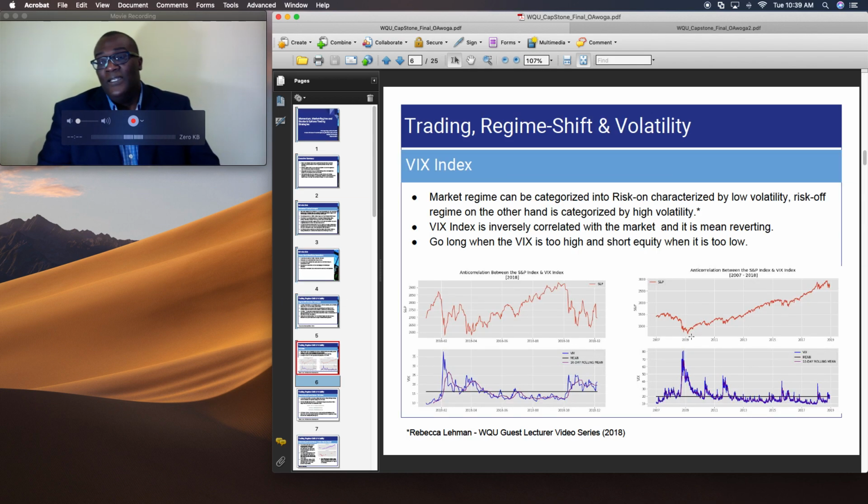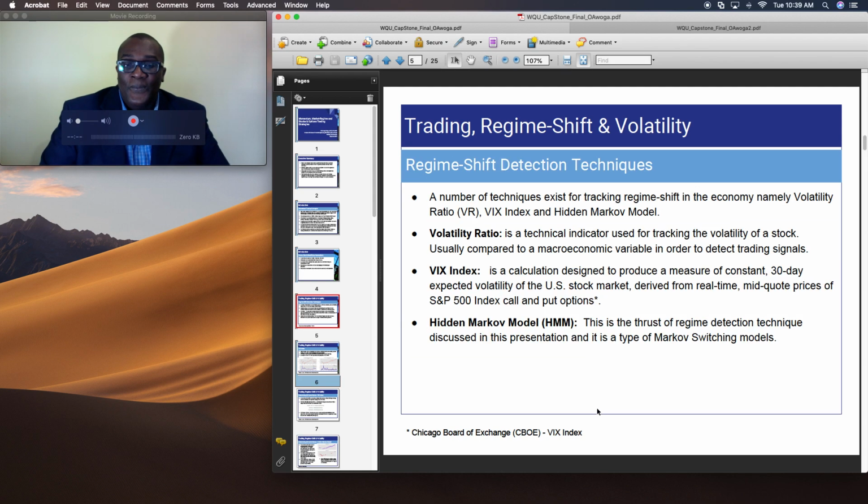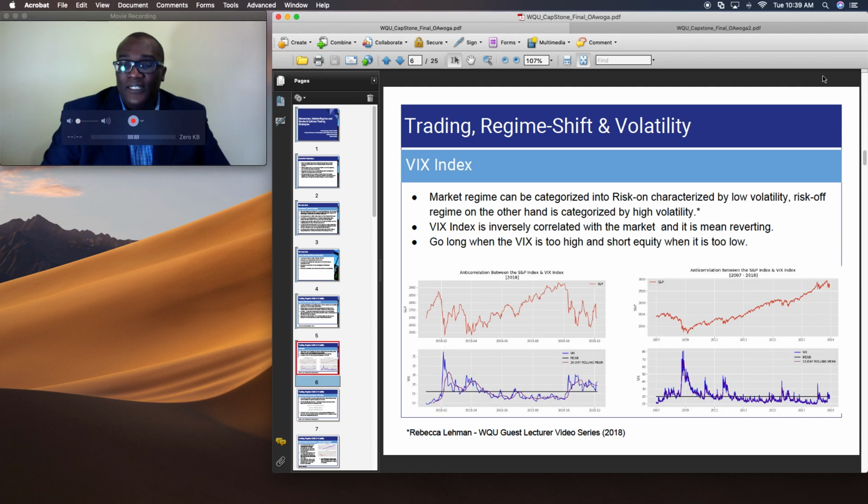As you can see, when the VIX index is high, the stock prices are very low. Therefore, this is a good time to buy. And then when it is very low, stock market prices are very high, which means it's a good time to short sell. As we can also see, it is mean reverting. It goes up and down, but always reverts back to the mean.